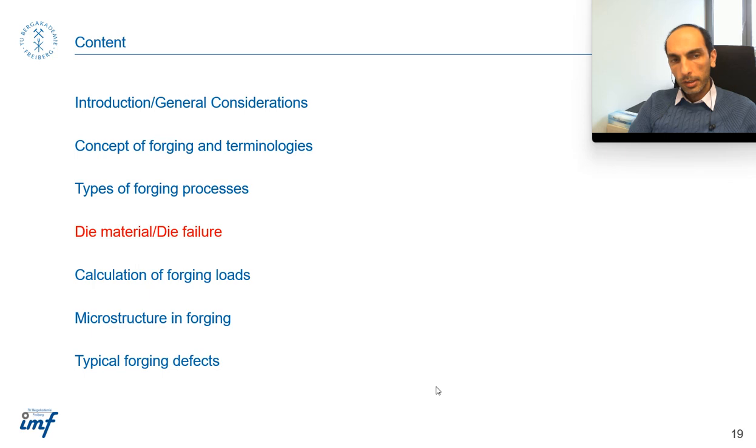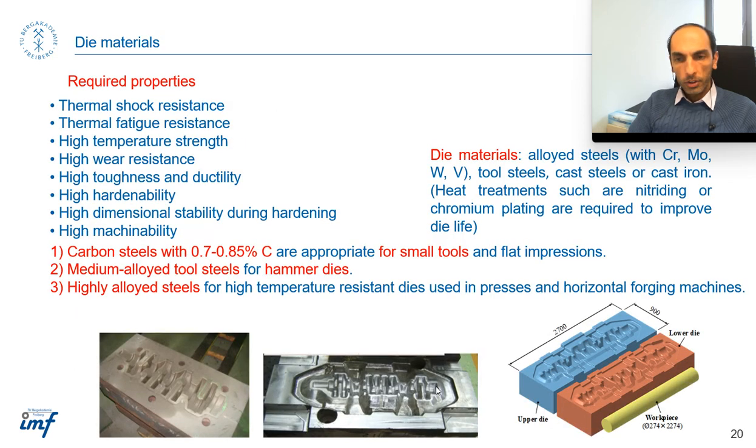The next topic is the die material and die failure. We just talk about it shortly. The die material properties required in forging are as follows. Thermal shock resistance, because as I said, usually in the forging process, the initial workpiece comes with a temperature of, assume, 1000, and then after forging, when the operator removes the workpiece, the temperature will be around 200, 300 something, and again the next part, 1000, 300, 1000, 300.